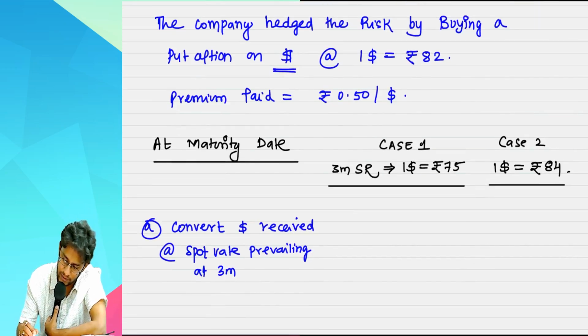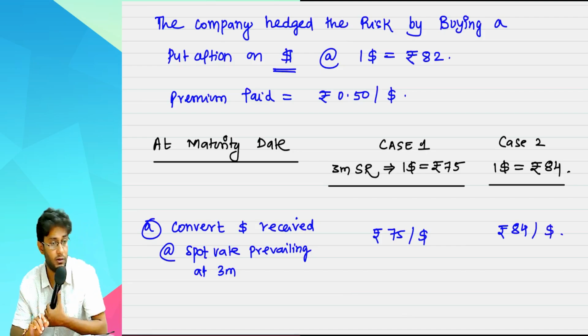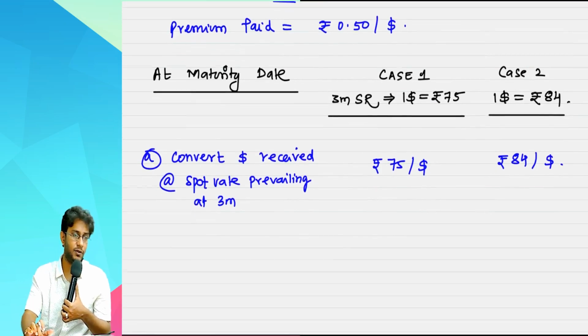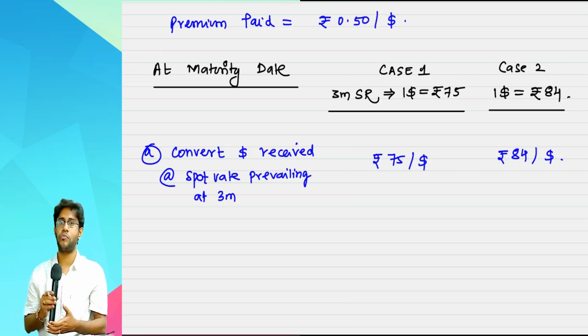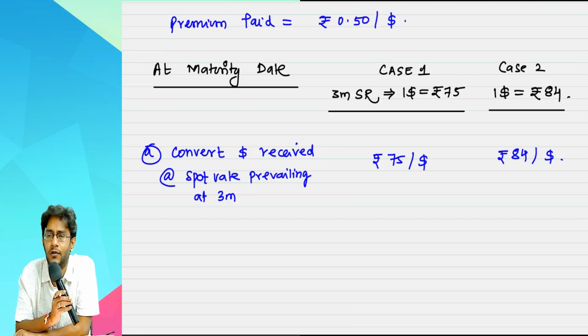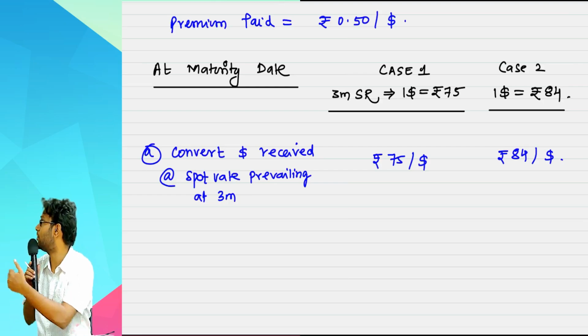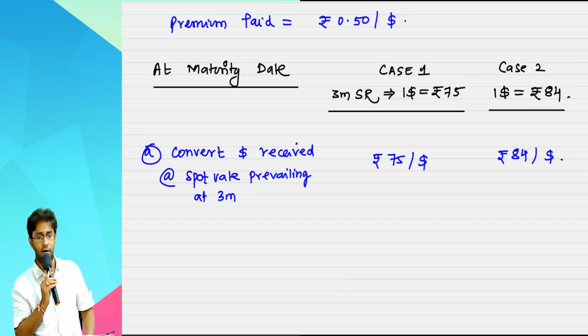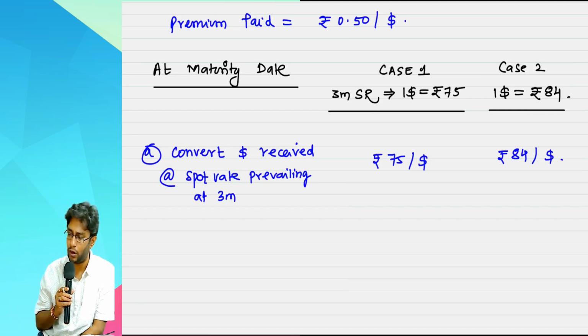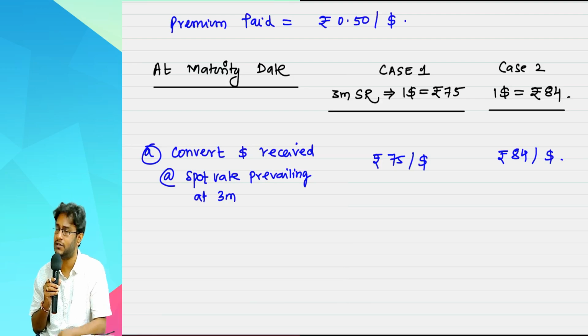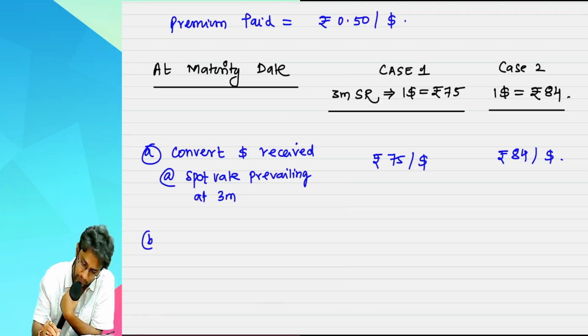So in the first case you will receive rupees 75 per dollar. Here you will receive rupees 84 per dollar. Tell me which case you are happy, which case you are sad. First case you are sad. Why? Dollar rate has fallen down. You sold your dollar at a lower rate. Second case, you are able to sell the dollar at a higher rate. But did you already hedge or not? Hedge. So hedging will protect you now. B.